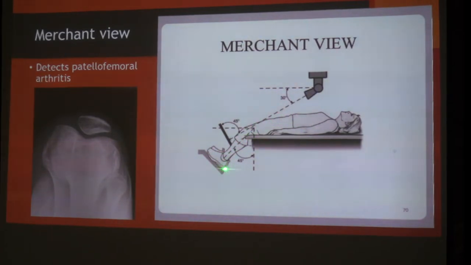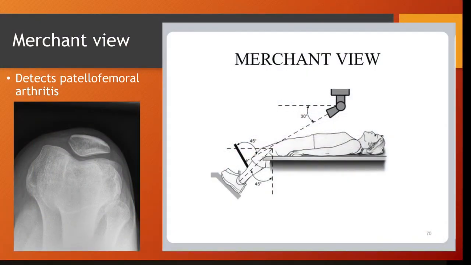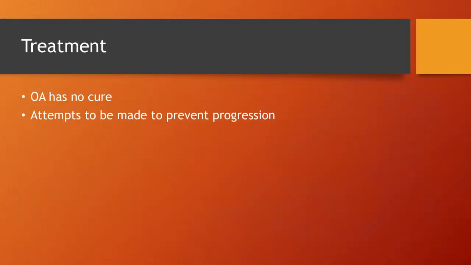Here the patient lies down, and at 30 degrees this is the beam and this is the cassette. The x-ray is done like this, and you will see the patellofemoral joint beautifully. So if there is any arthritis here, you will see it in this view only. So if you want to go for a full radiological investigation for osteoarthritis, you should go for three views: AP view, standing lateral view, and the merchant view.